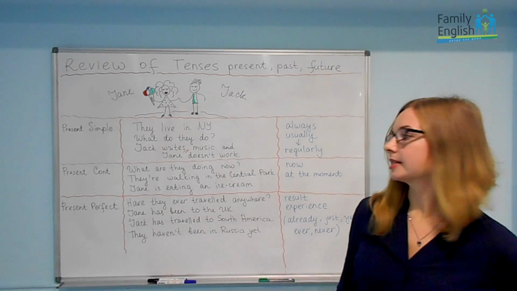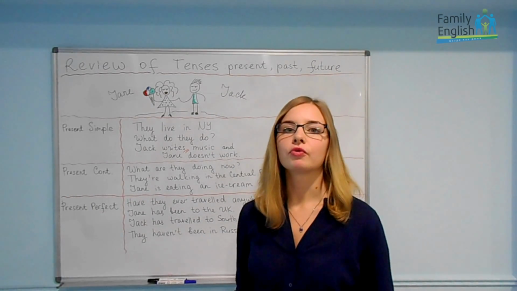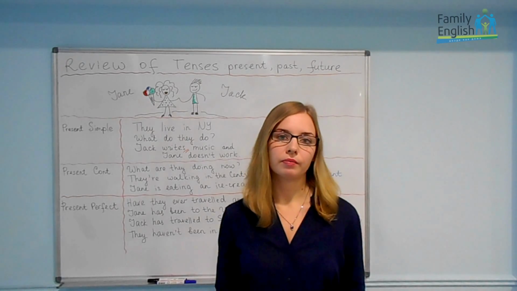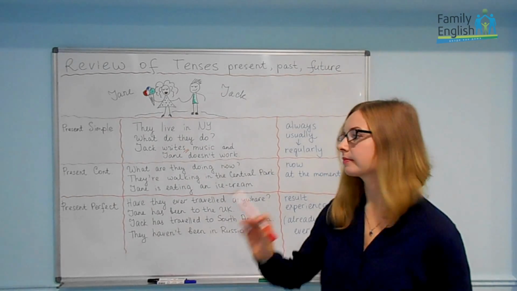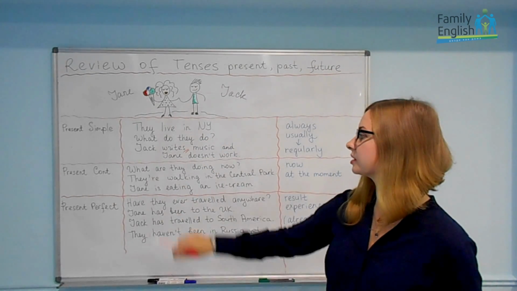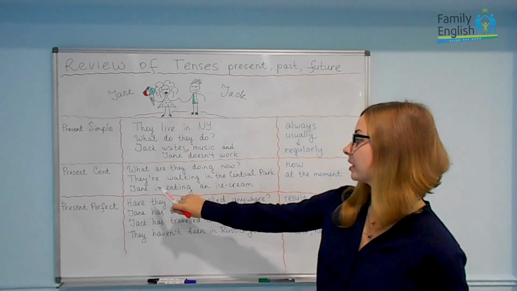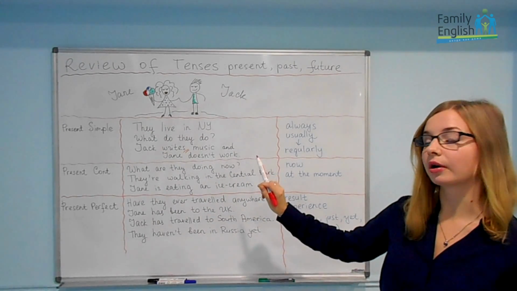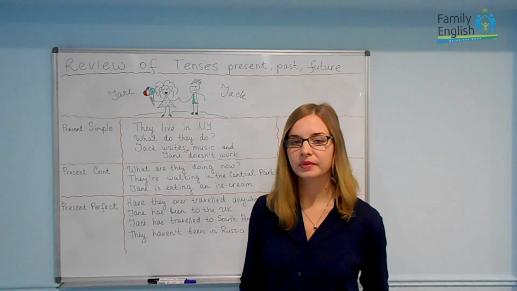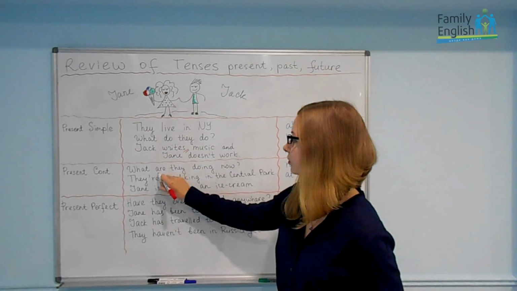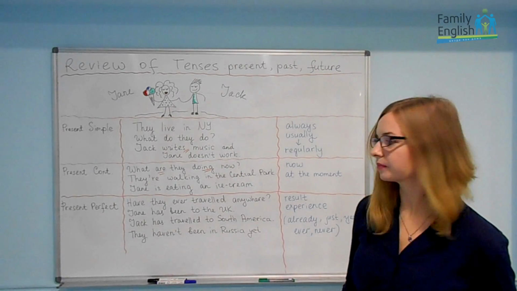The next tense is present continuous. When do we use it? For actions that are happening now. Now or at the moment. Actions that are in progress. So what are Jane and Jack doing now? What are they doing now? They are walking in the Central Park and Jane, as you see, is eating an ice cream. Here we will need the verb to be and ing ending.